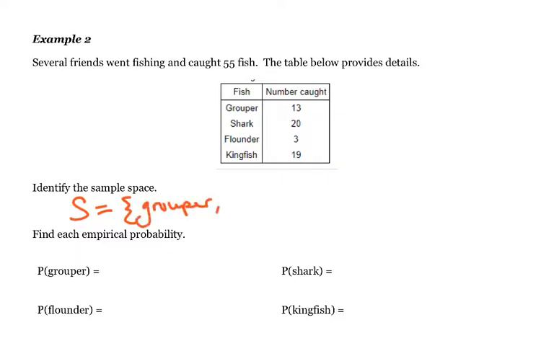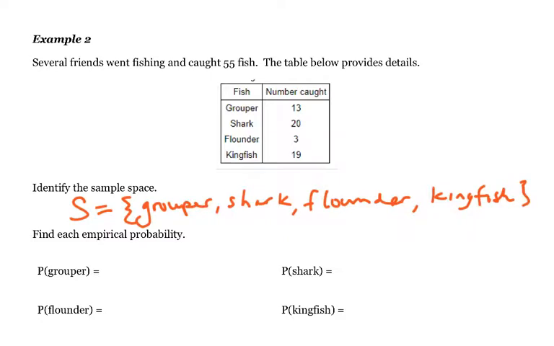And I'm not a fisher lady, a fisher woman, I guess. And so if I say a fish wrong, I apologize. Shark, I can say correctly. Flounder, like from The Little Mermaid, and kingfish. The only one I'm worried about is grouper. But you'll let me know if I said it wrong. That is our sample space.